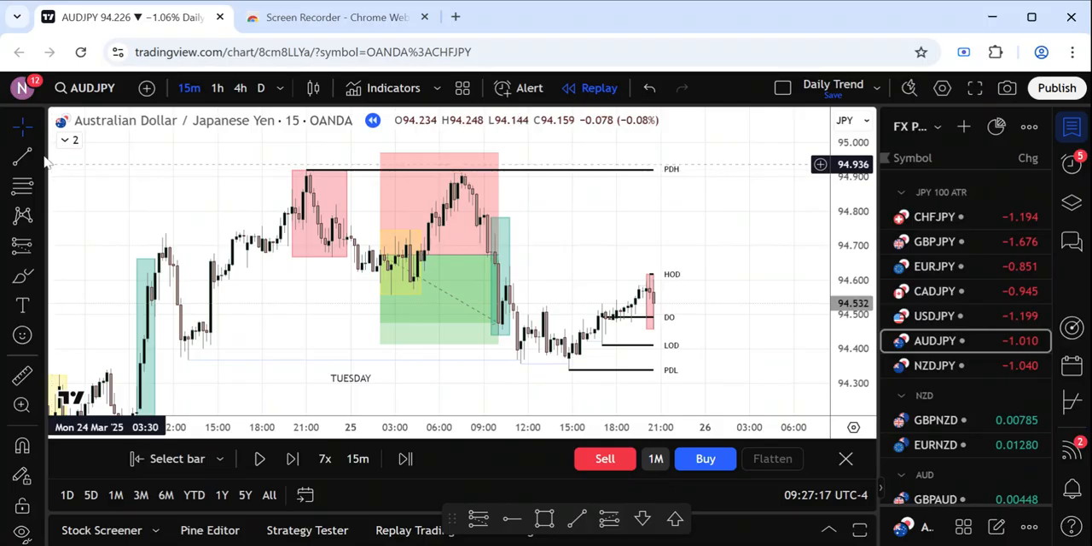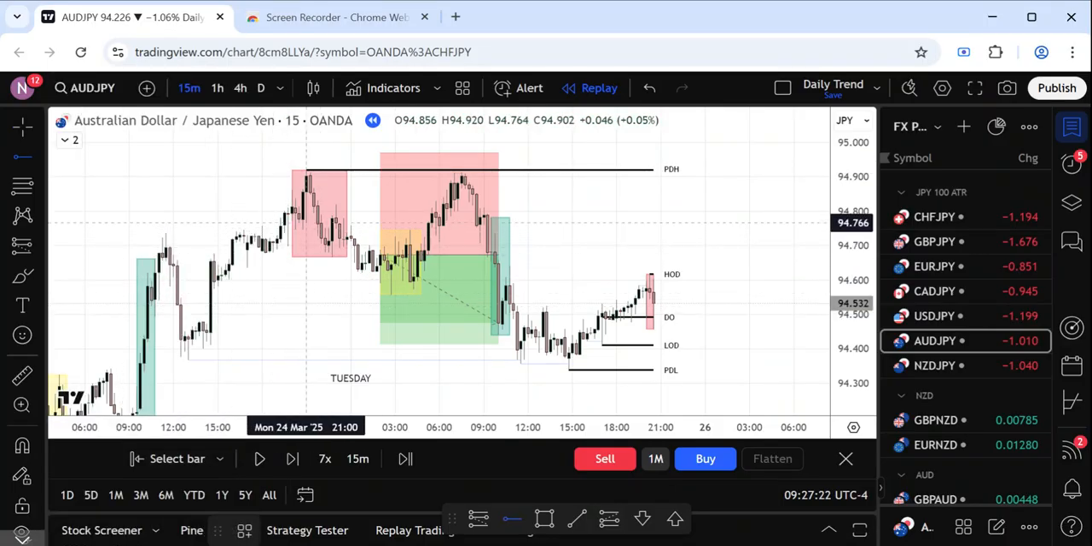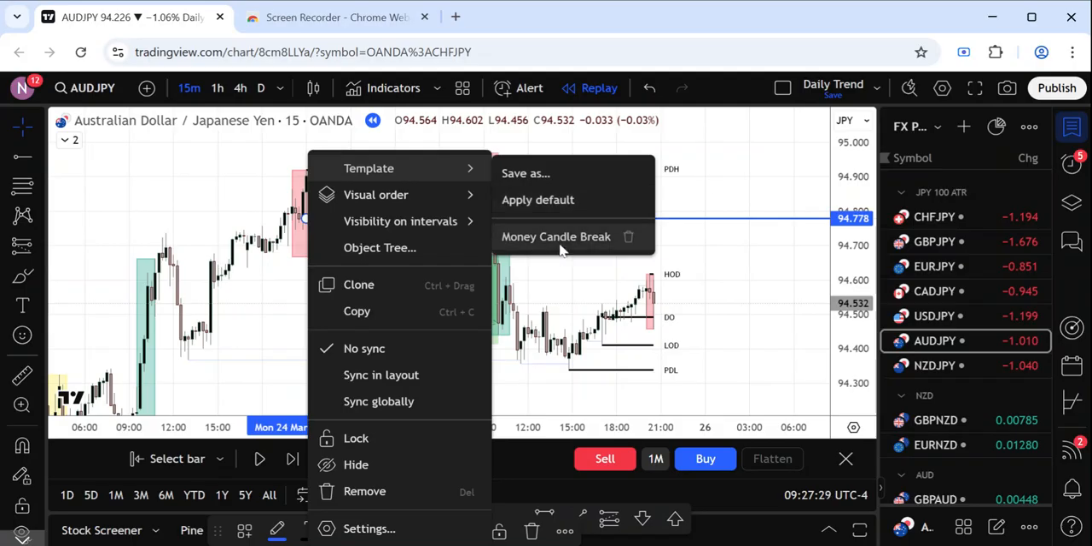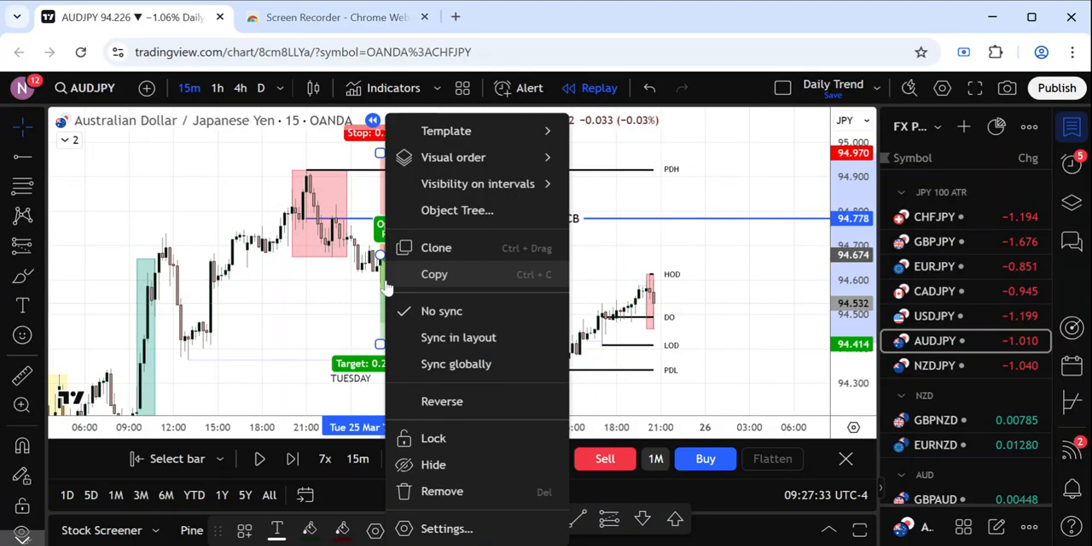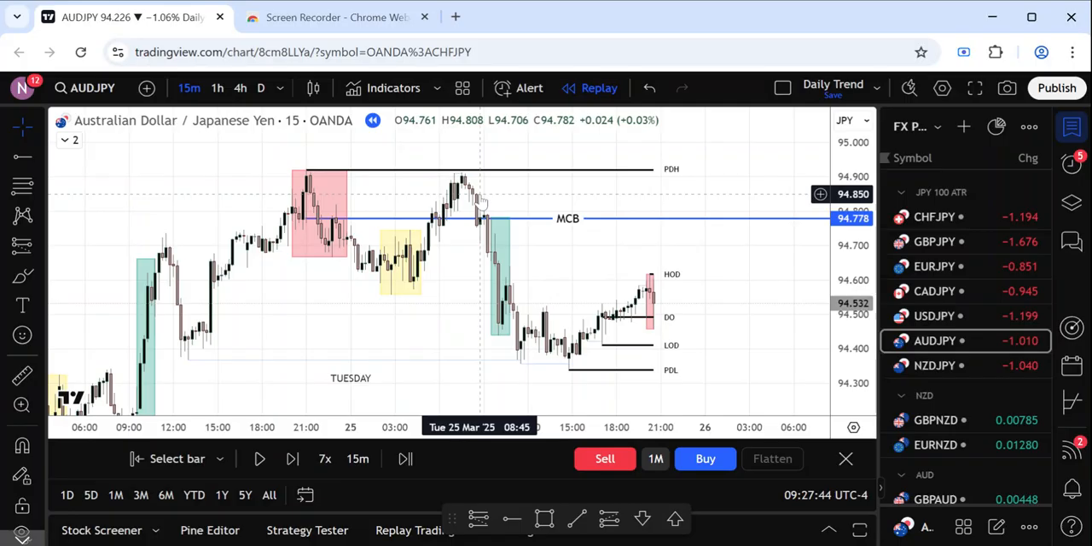So let's find our money candle break, which was right here. So had I been a little more patient, this was my trading zone. Let me get rid of this. This was my trading zone right here above this blue line, but below the prior day high. This was from like 6:30 to about 8:45. That would have been a perfect entry right there. Take it down, done deal. Okay, so that was the best time to trade that one.